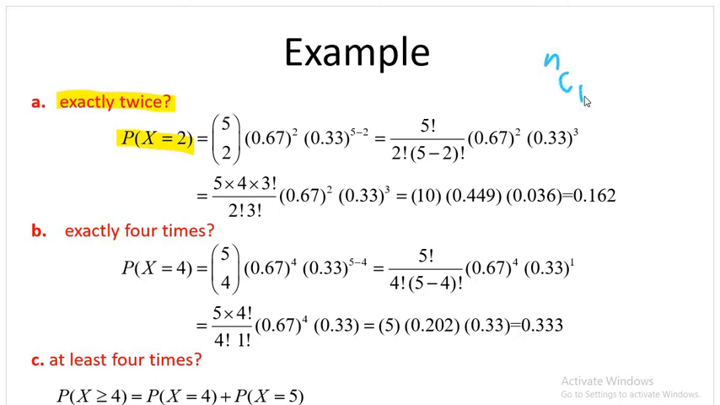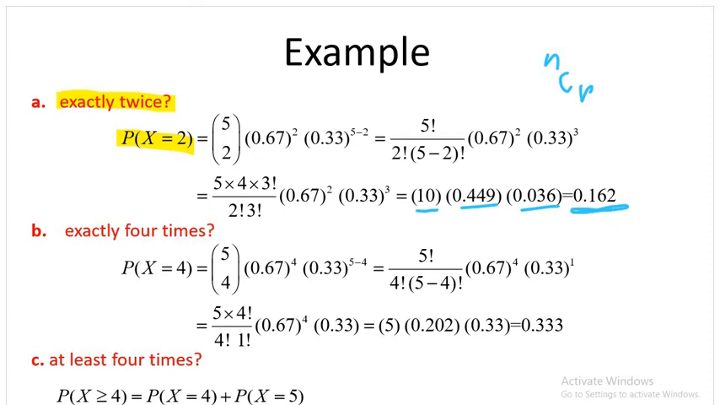nCr. This will be written in your calculator. So what you have to do, you will press 5, then press this button, and then 2. So it will give you 5C2. After getting 5C2, 5C2 is 10. This is 0.67 squared, and this is 0.36 cubed. And the answer is this one. So out of 5 races, the probability you will win exactly 2 races is 0.162.